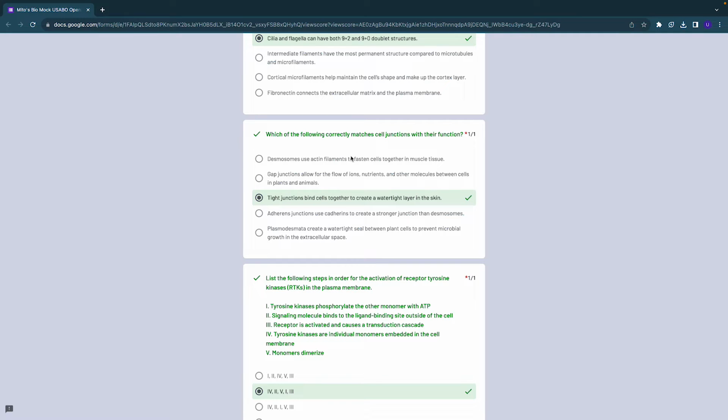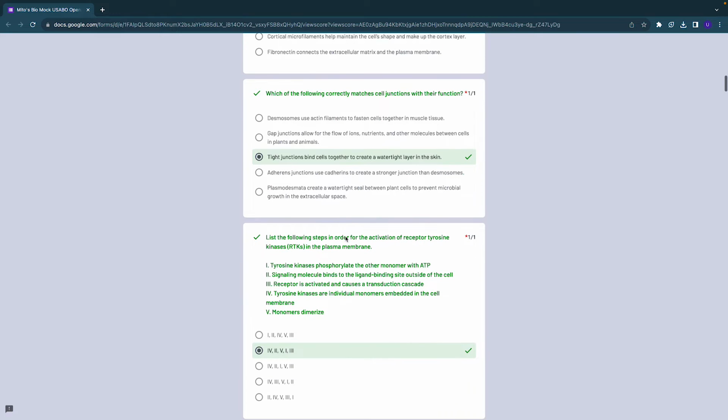So desmosomes don't use actin filaments, they use intermediate filaments. Gap junctions allow for these things, but not in plants. They're only used in animals. Tight junctions do bind cells together to make a very tightly sealed layer, so that's true. Adherens junctions are not stronger than desmosomes, and plasmodesmata, their point is to basically serve as gap junctions for plants, kind of channels where things can flow through between cells.